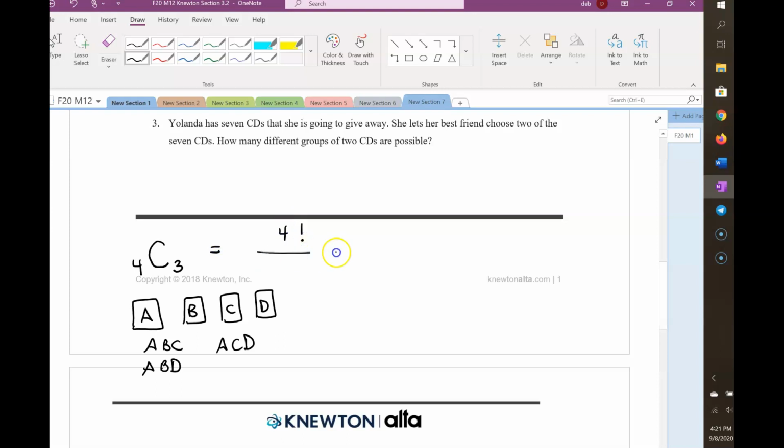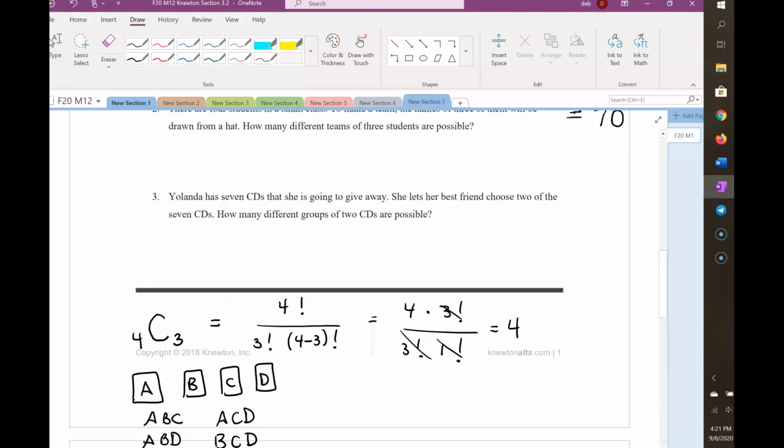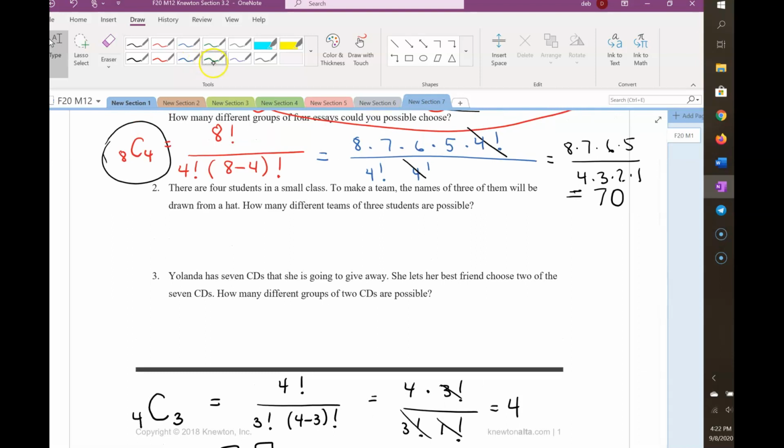We'd have 4 factorial over 3 factorial times 4 minus 3 factorial. So 4 factorial is 4 times 3 factorial over 3 factorial times 1 factorial. So we see these will cancel, and we should get 4 different combinations. So I see I missed one: B, C, D. So that's what this is talking about. It's saying if you choose 3 at a time from a group of 4, how many different teams could you come up with?